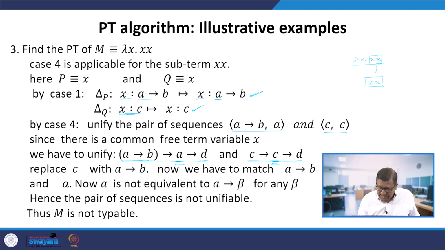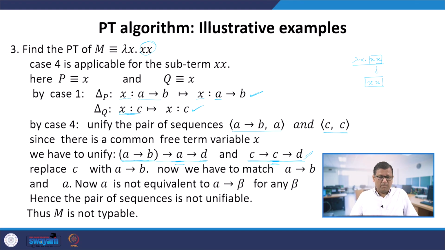Hence, A and A→B are not equivalent, because one is a function type involving A, and the other is just a type variable A. So these two, A and A→B, are not unifiable. Hence this one is not unifiable, and hence M is also not unifiable, because XX is not unifiable, and hence then λx.x is also not unifiable. Thus, we conclude that M is not typeable.